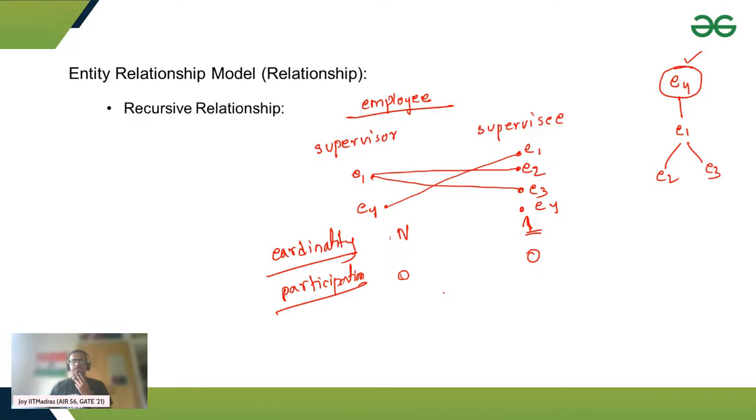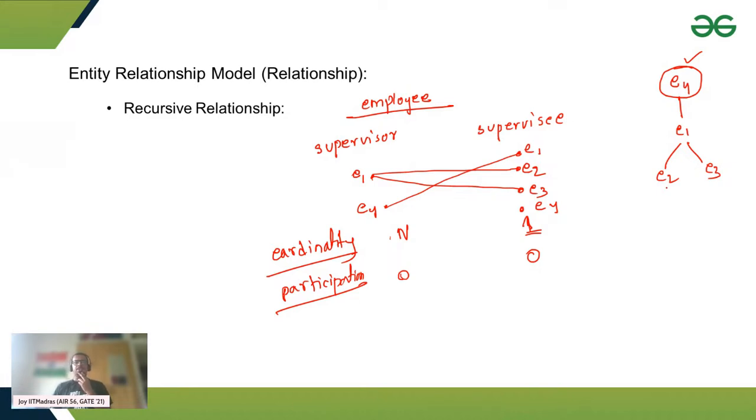So I think the scenario is kind of clear. Let me just repeat it. There are certain employees who don't have a supervisor. That means they are the top level employees of the organization. And there are also certain employees who are not supervisors. We have E2, E3, they are not supervisors. These are the leaf level employees of the organization.